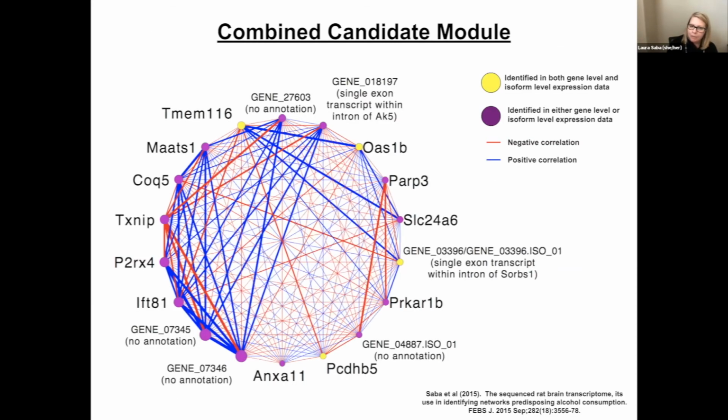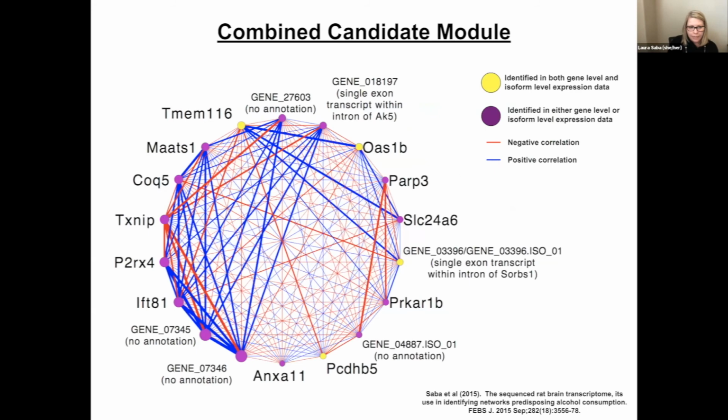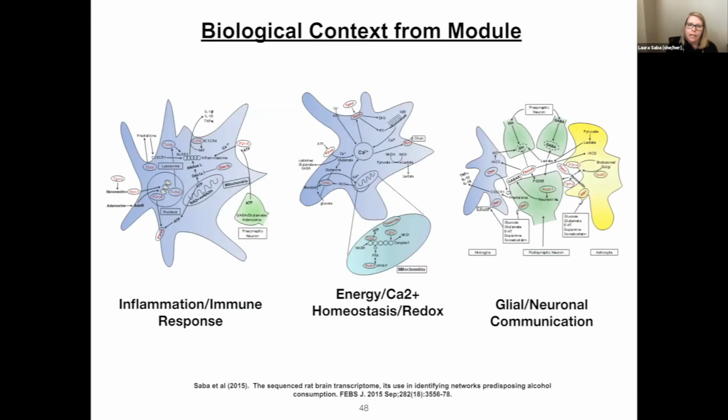And what we came up with doing that was a candidate co-expression module with both annotated and unannotated genes that we could then link to making hypotheses about biological function. And one of the things that I maybe glossed over is this was all done in brain. So we were looking at voluntary alcohol consumption, alcohol preference, and looked at brain RNA expression.